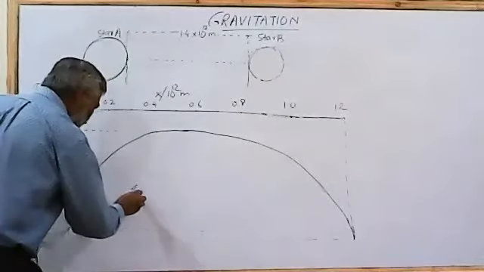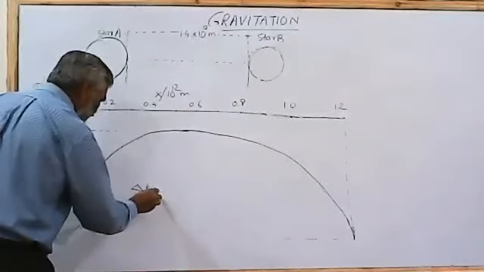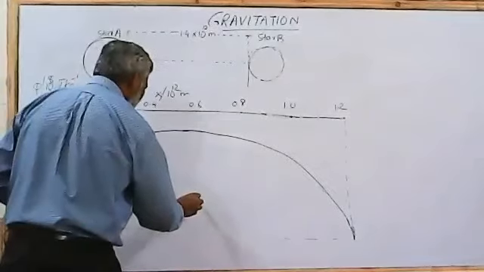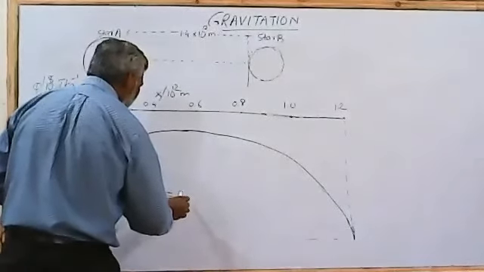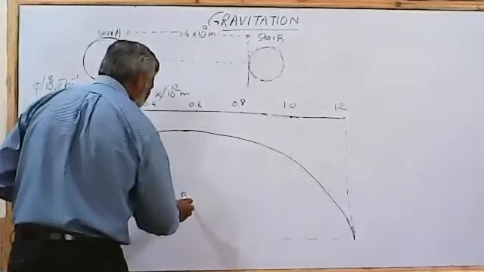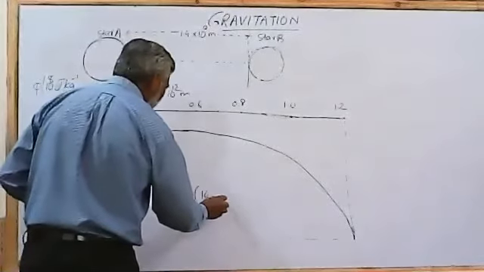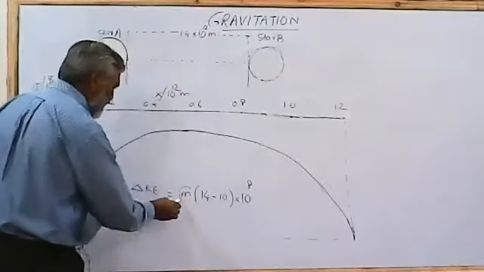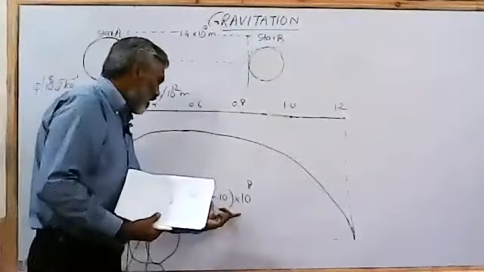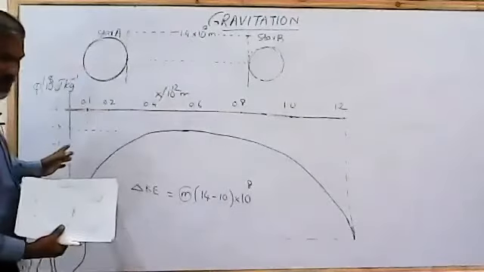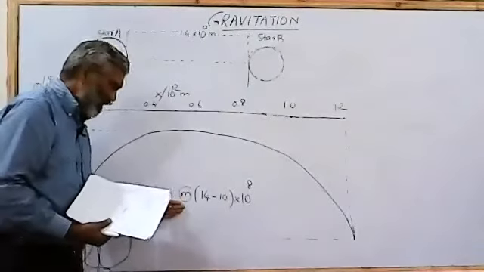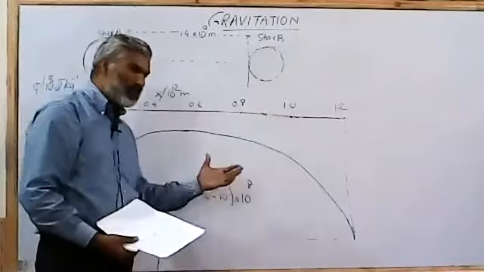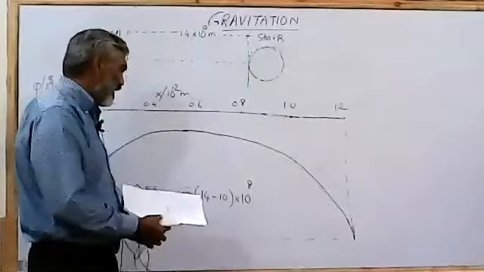So total change in kinetic energy, which is equal to the change in potential energy basically, that is m times 14 minus 10 into 10 raised to the power 8. This mass appears here because the change in potential is provided in the question, but until you multiply it by mass, you cannot make it energy. So in order to make it the change in potential energy, we multiply it by the mass.